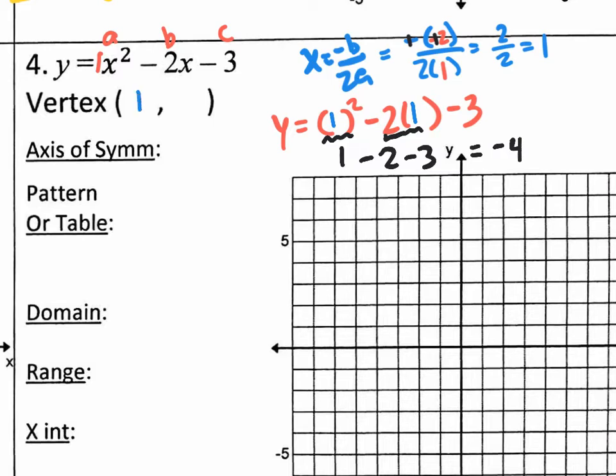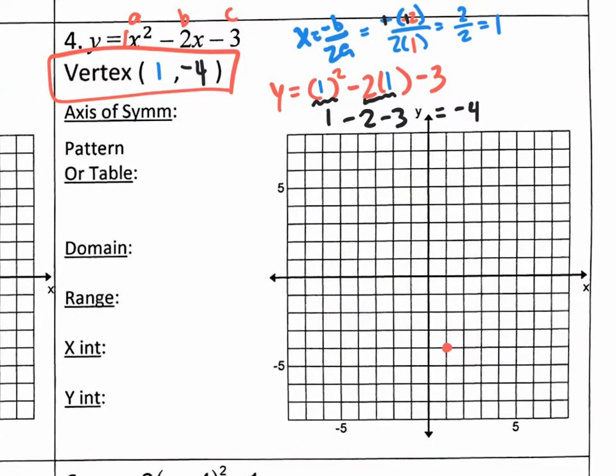Again, your x value was 1. Your y value was negative 4. That is an answer. That's a point. Let's graph that coordinate, positive 1, negative 4. It's right here, 1 on the x, negative 4 on the y. Step 2 is to draw your axis of symmetry right through that vertex. And that axis of symmetry equation is x equals positive 1.